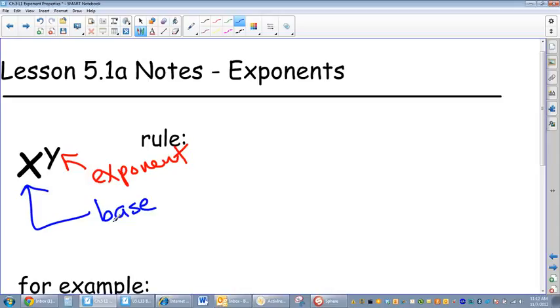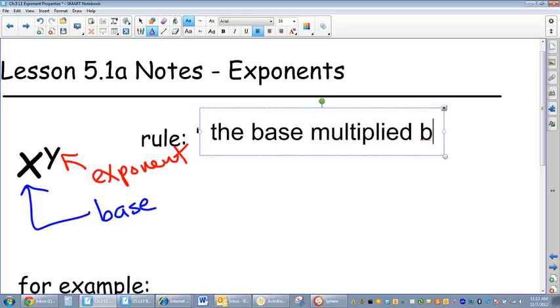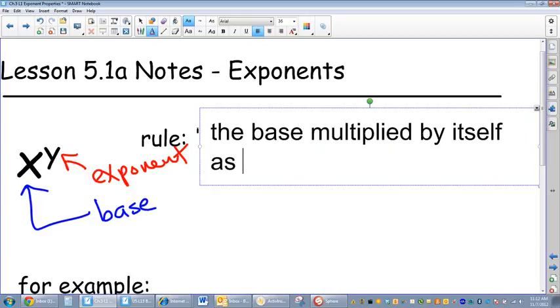So let's just say the base multiplied by itself. So we take the base, we multiply by itself as many times as the exponent itself.